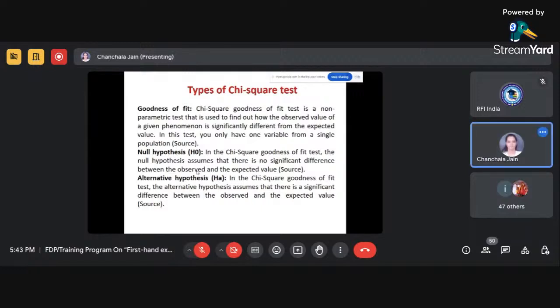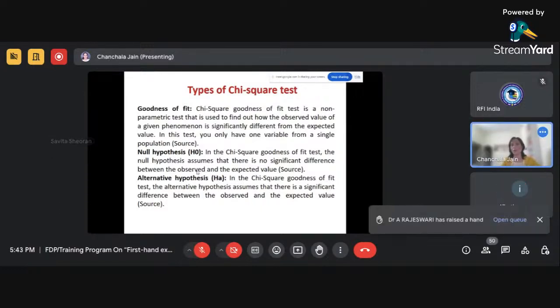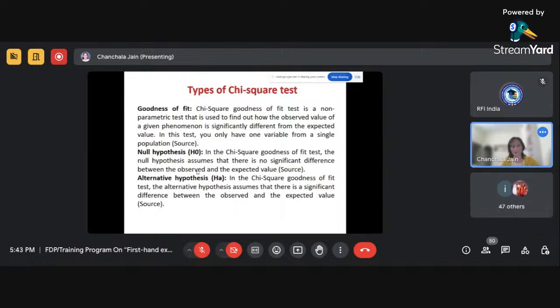Yeah. Now further we are talking about types of chi-square test. I think we all are aware that when we talk about chi-square test, there are two types. The first one is the goodness of fit. Goodness of fit means where we want to see whether observed frequencies are similar to the expected frequencies or not. In that case, we can say it is a goodness of fit kind of test.